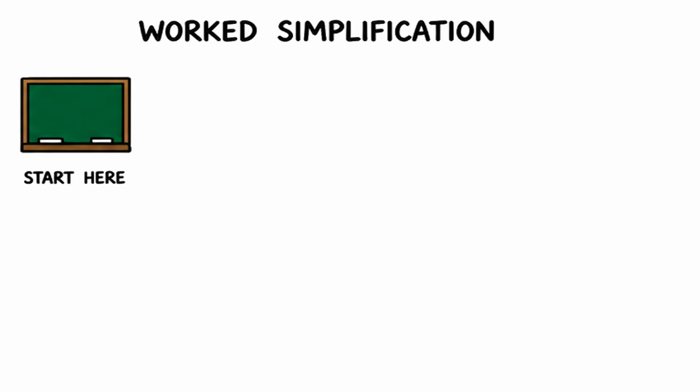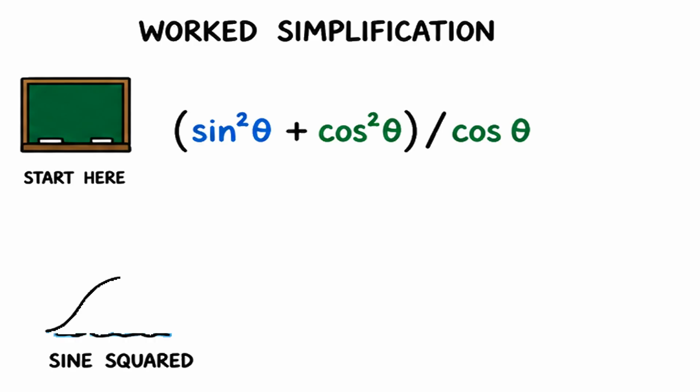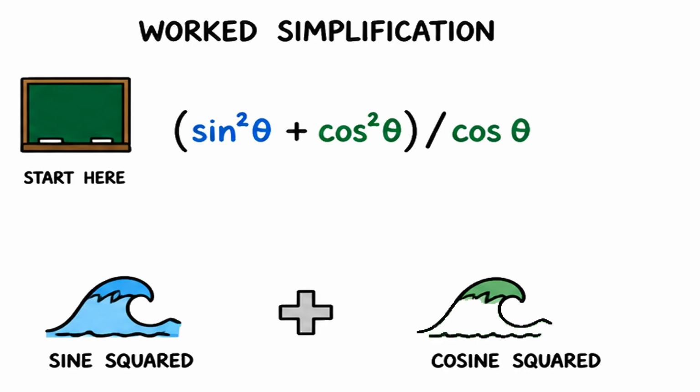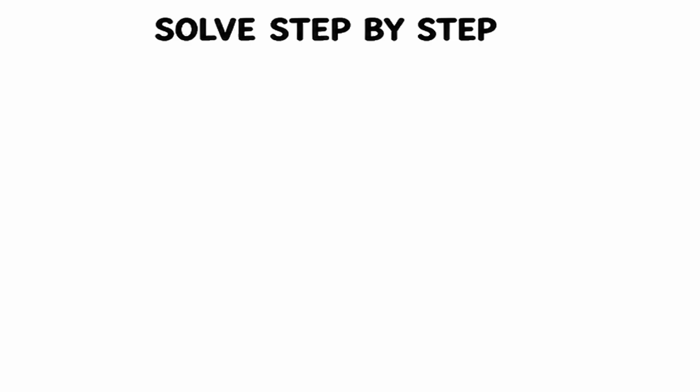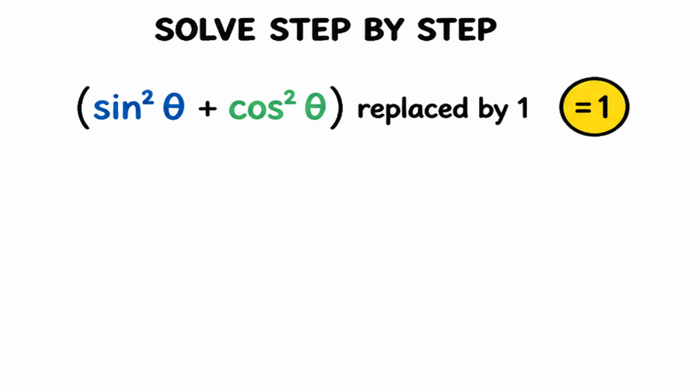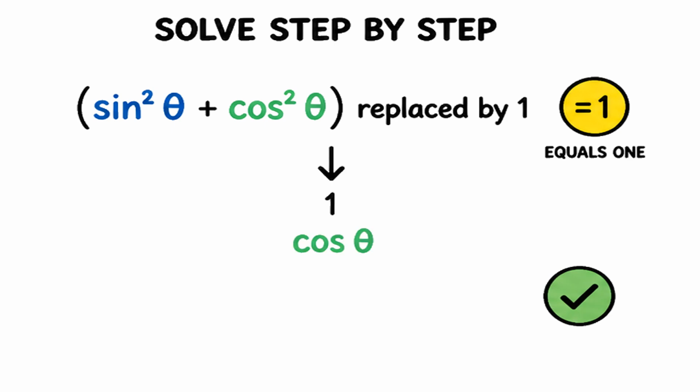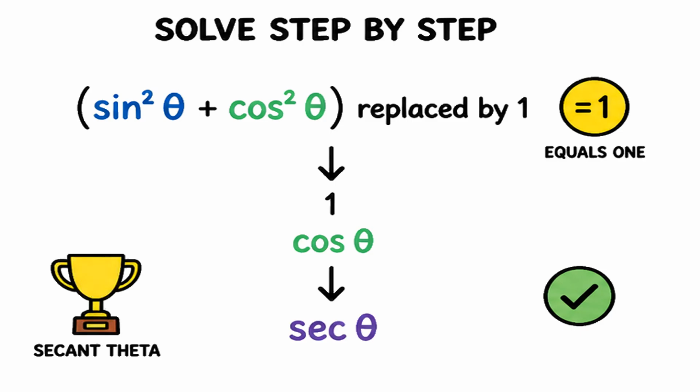Let us simplify this expression. We start with sine squared theta plus cosine squared theta, all divided by cosine theta. Watch how one identity turns this into something simple. Inside the brackets, sine squared theta plus cosine squared theta equals 1. So the expression becomes 1 divided by cosine theta, which is secant theta. Therefore, the final answer is secant theta.